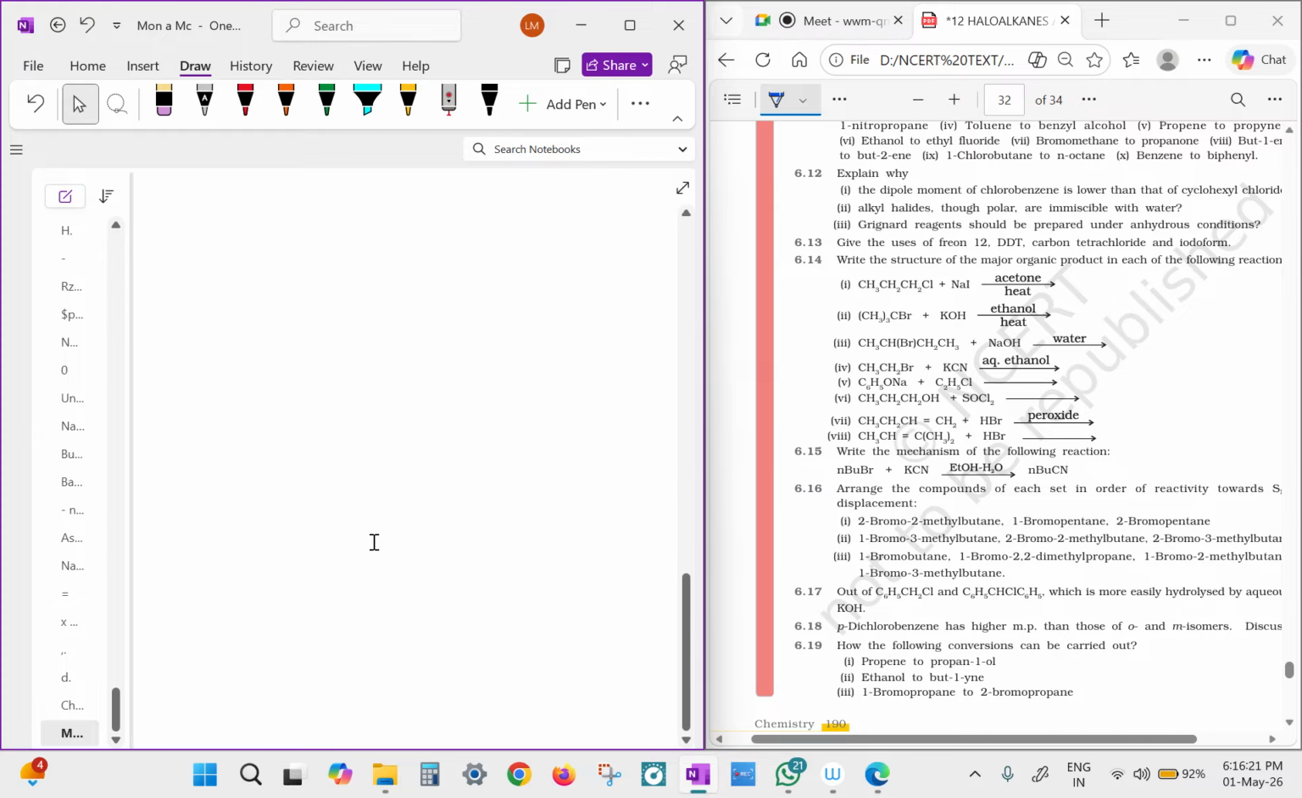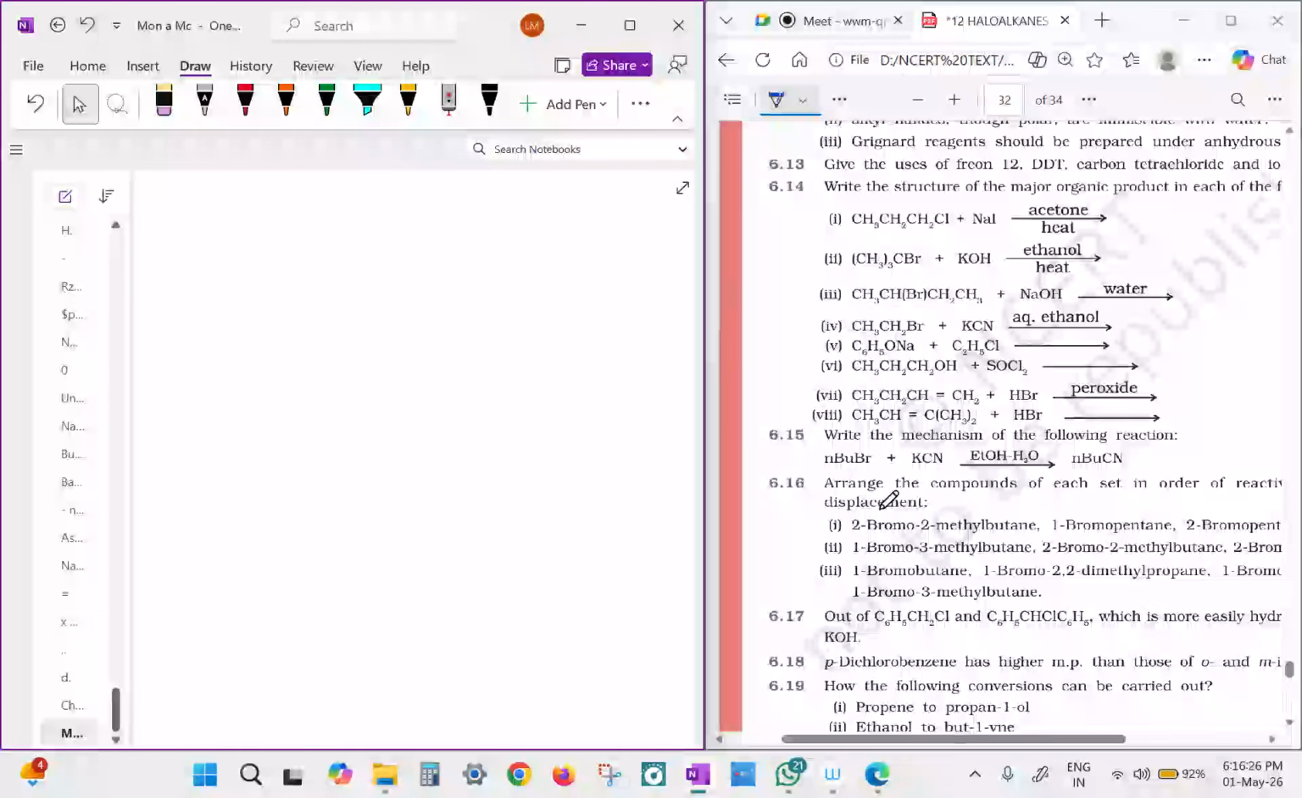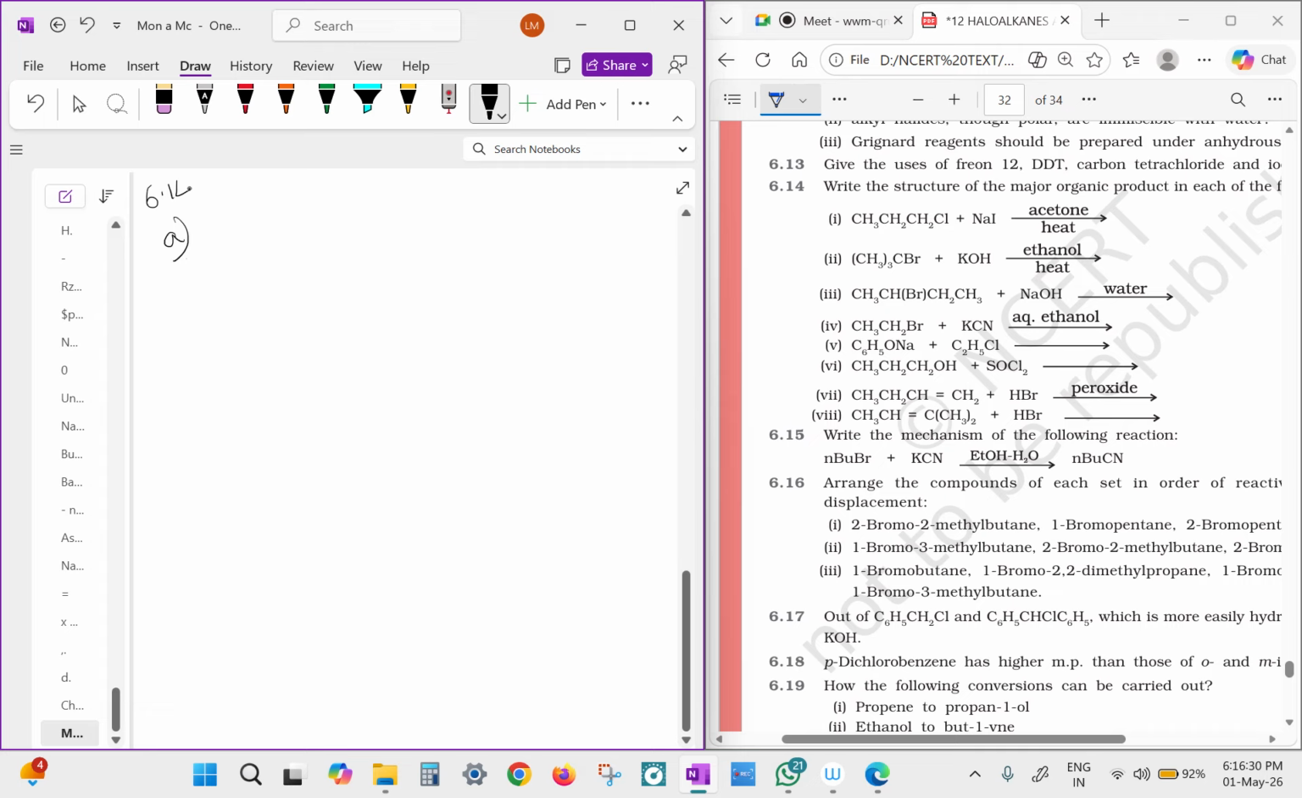Okay. Pranav, can you predict the first reaction's product? Here, 14th one. CH3CH2CH2I plus NaCl. That is, you just replace it with the iodine. This is Finkelstein reaction. Okay, the next one.